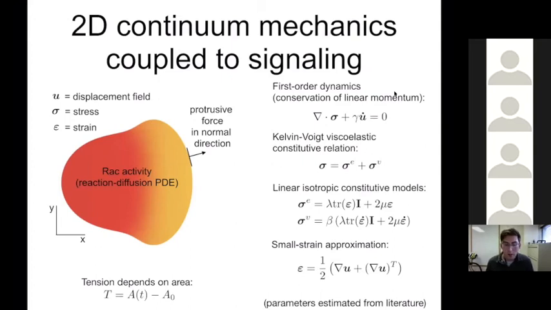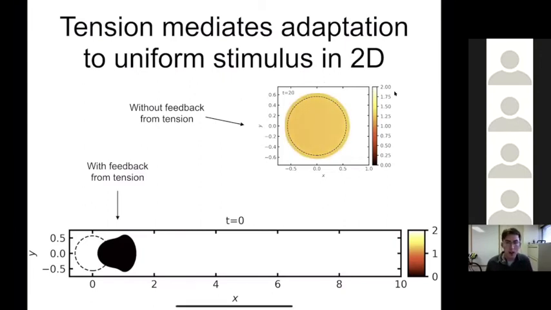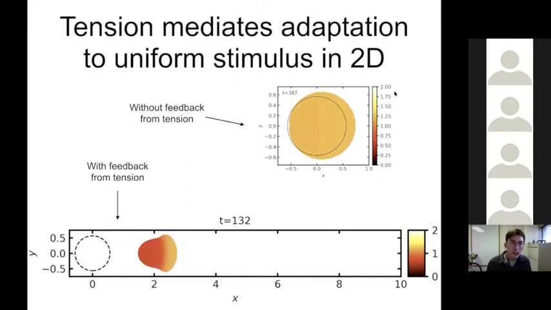And yeah, so we put that together with some estimated parameters from literature, and lo and behold, we can do the same experiment. So I can take my cell, and without feedback from tension, Rac activity fires up, it gets a little bit bigger, nothing much happens. However, when you allow the cell to sense this overstimulation, the cell quickly polarizes, changes shape, and then undergoes directed migration.